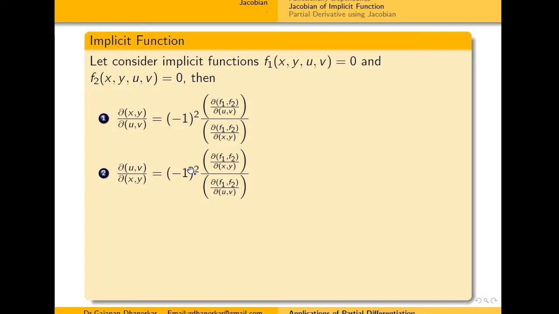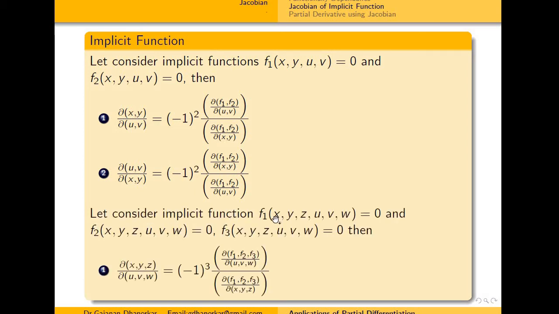Suppose we have 3 equations, then we have to take 3 functions. Here f1 function of xyz vw is equal to 0, f2 xyz vw equal to 0, and f3 xyz vw equal to 0. Then we have to find Jacobian of xyz with respect to vw, which is equal to minus 1 raised to 3. First of all we write in the denominator Jacobian of f1 f2 f3 with respect to xyz. In the numerator Jacobian of f1 f2 f3 with respect to vw, and here we have to write minus 1 raised to 3.